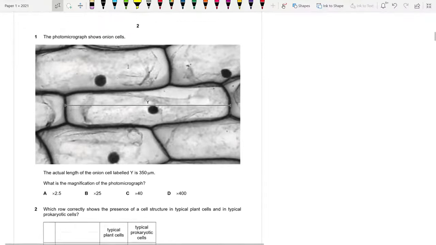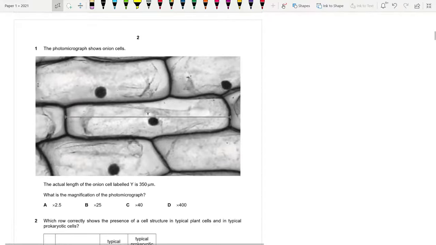Let's begin with question number 1. We have a photomicrograph which shows onion cells. The actual length of the onion cell labeled is 350. What is the magnification? I can't really do this without a scale or ruler. So what you're gonna do is find the image length with the ruler. I'm still gonna tell you what it's gonna be like if you do have the printed copy.